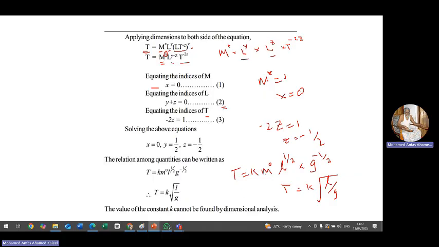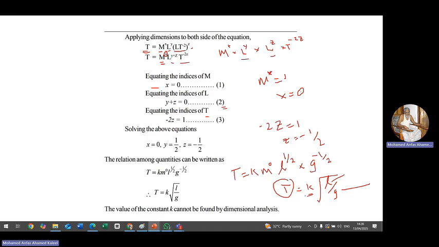Now you see, as I explained earlier, logically there is a possibility of a related quantity which would affect the periodic time of the pendulum. But after deriving this equation, the pendulum bob's mass does not affect the time. It depends on L and G only. The value of the constant K cannot be found by dimensional analysis.